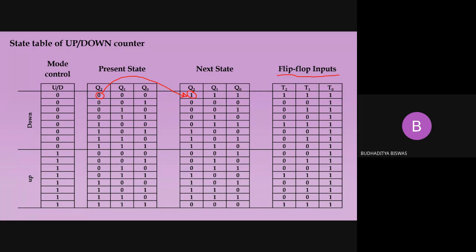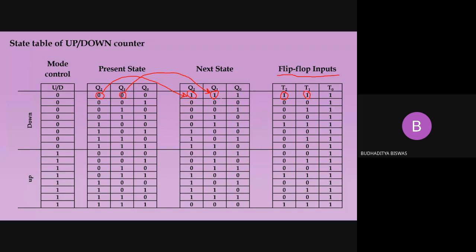And for the T input, it's very easy. Whatever the next state is, it will reflect the same value in the input. So that's why T2 equals 1. This comes from the excitation table of the T flip-flop. So a 0 to 1 transition means the T input should be 1. The second one, for Q1, is also a 0 to 1 transition. Present state it is 0, in the next state it goes to 1, so that is a 0 to 1 transition, and for a 0 to 1 transition, T1 should be 1.